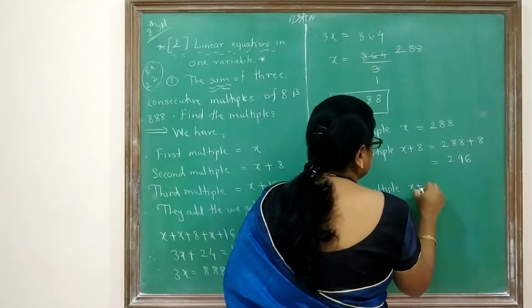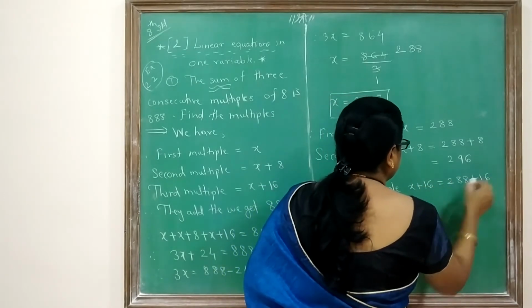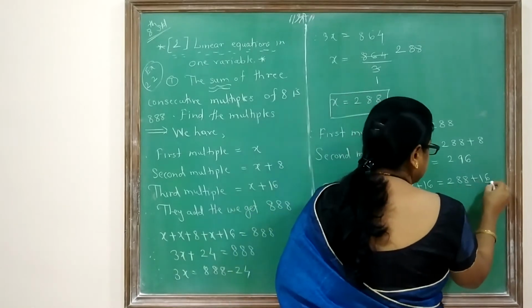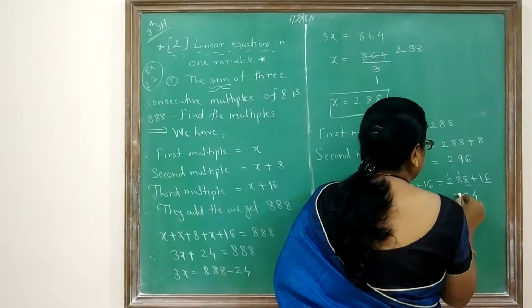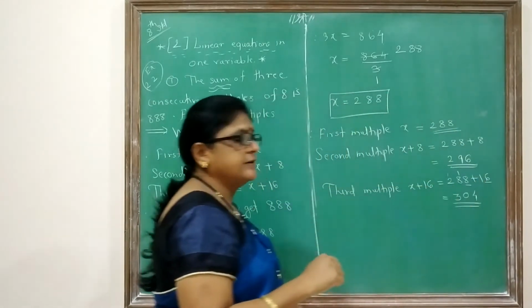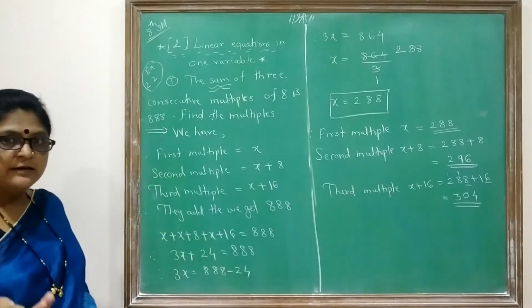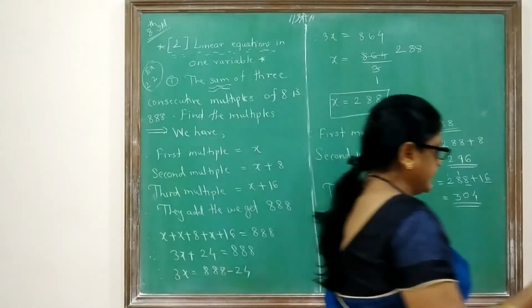Then your third multiple is x plus 16. Then you will write here 288 plus 16. Then you add, you will get 8 plus 6 is 14, then 1. 8 plus 1 is 9, then 1, 10. Then here 1, then 304. Then your numbers are 288, the second is 296, and the third is 304. This is your 7th example, and see the 8th example.